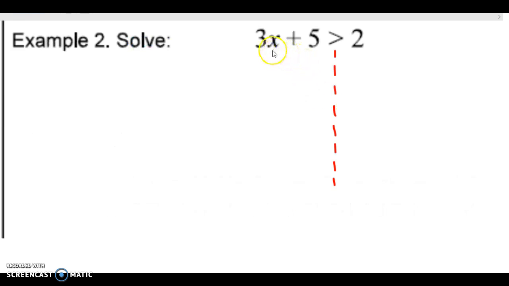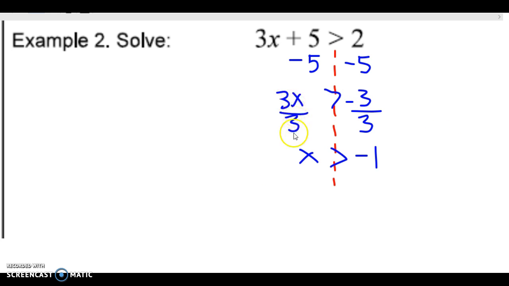Here is an inequality very similar to our equation below. It's 3x plus 5 is greater than 2. So let's follow the same steps for solving this inequality. Subtract 5 from both sides. We have 3x on the left side and negative 3 on the right side. Again, bring the inequality symbol down. So 3x is greater than negative 3.